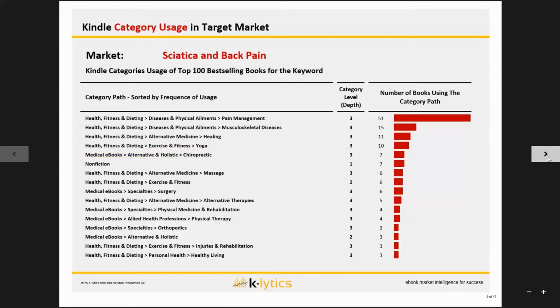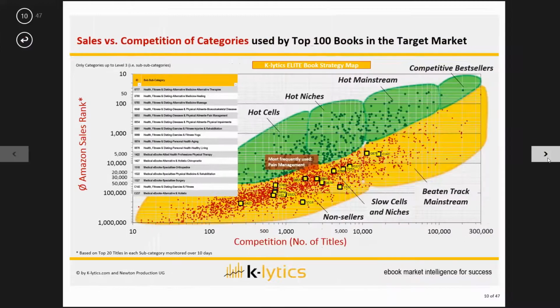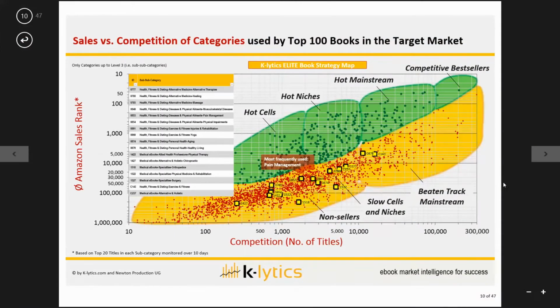What we then do to assess where to best position the book is we have a look in our K-lytics LE database that lists about 2,800 subcategories for mapping all those used categories in terms of the degree of competition that goes from left to right, low competition, high competition on the right, and the level of sales, low level of sales at the bottom of the chart and going up to better sales ranks going up on the chart. And in the end of the day, you ideally have genres that are in the green zone.